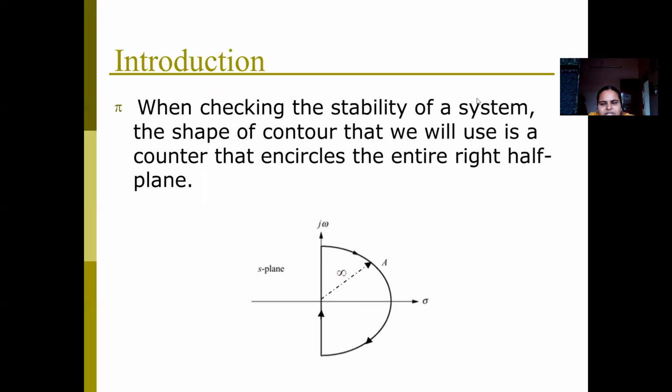Here, when checking the stability of a system, the shape of the contour that we will be using is one encircling the entire right half of the plane. This is the basic thing you should know about a Nyquist plot, where it takes a path in this way, encircling the right half side.